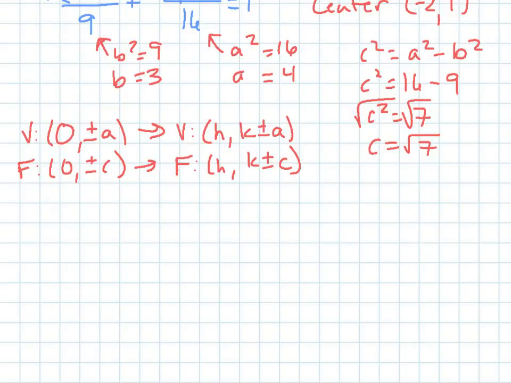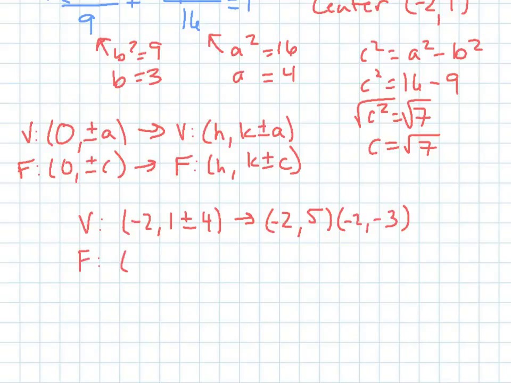So now if I want to state what my vertices are, now it's going to be h is -2, and then k was 1, but plus or minus my a value, which is 4. Okay, so now my points are going to be a little different, so I'm going to have to state both of my vertices. So -2, if I do 1 plus 4, it gives me 5. And if I do 1 minus 4, that gives me -3. So those are my two vertices.